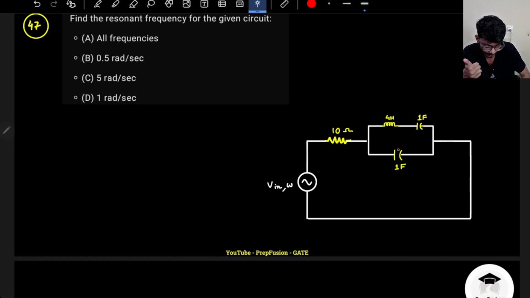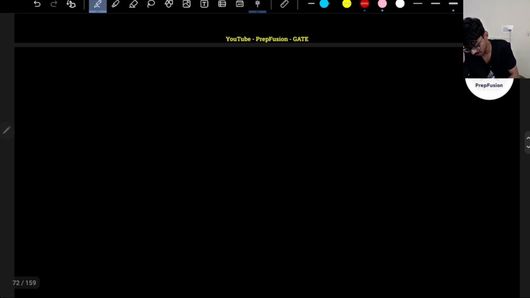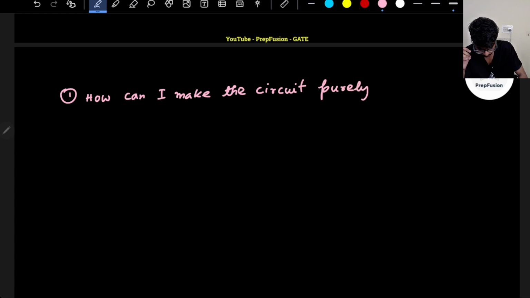One thing that can happen is that if somehow this whole thing is zero impedance, then only this 10 ohm will be there and the circuit will be purely resistive. So the first point you have to keep in mind to find the resonant frequency is to identify how I can make the circuit purely resistive. Okay, that is what we have to identify.